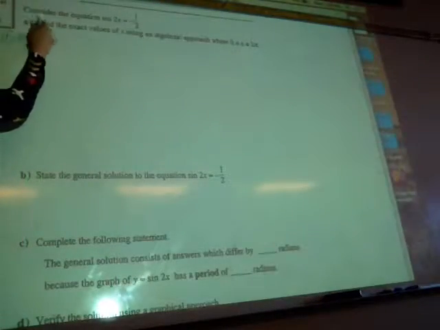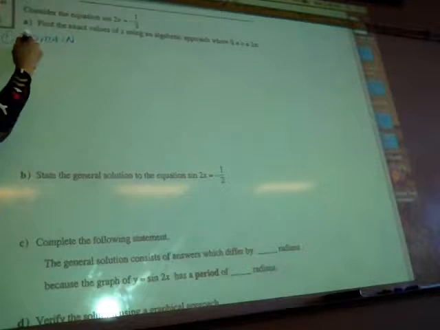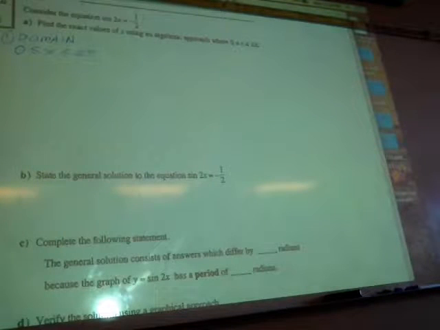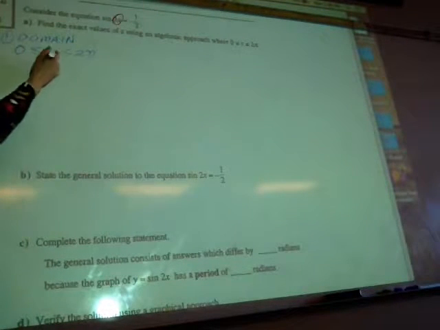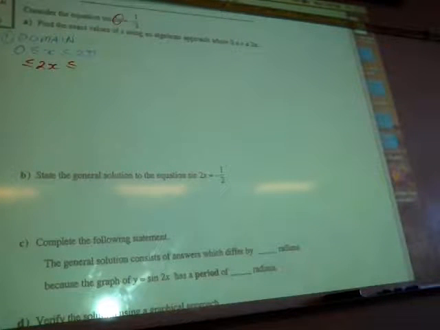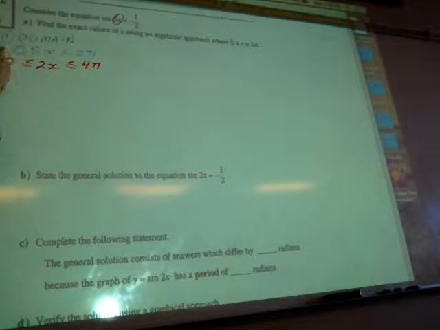Number 1, let's figure out our domain. Okay, so if we're starting with x is between 0 and 2 pi, the new domain will be for sine 2x. So if x is multiplied by 2, then all the values in the domain are multiplied by 2. So we have solutions between 0 and 4 pi.